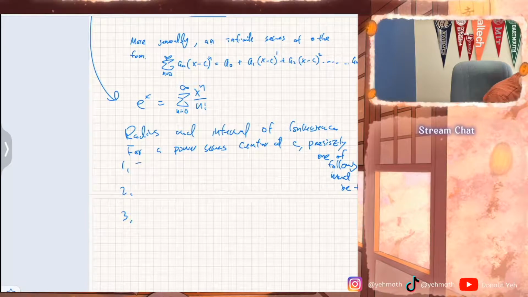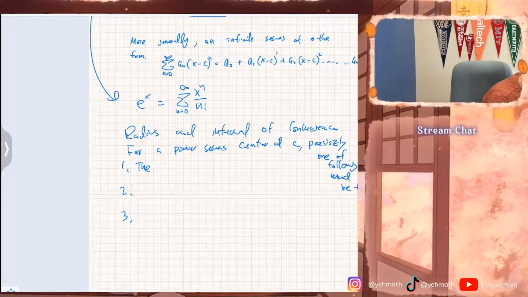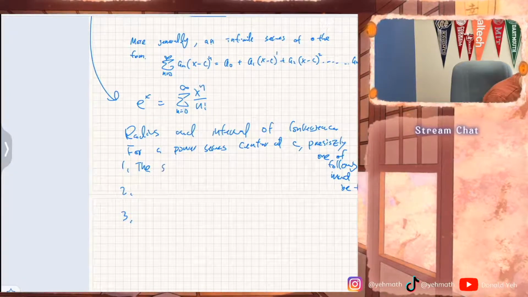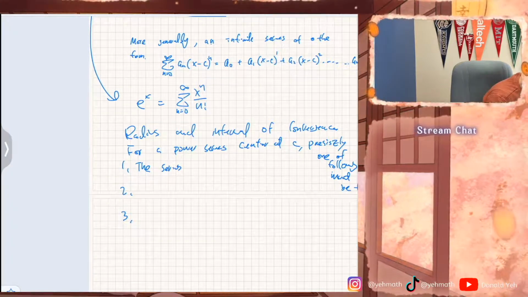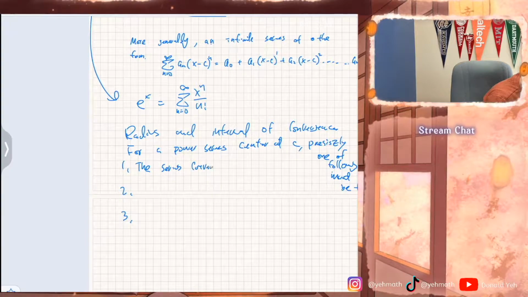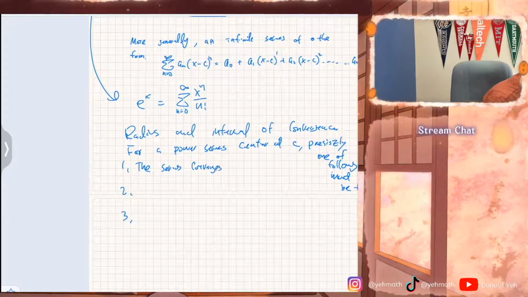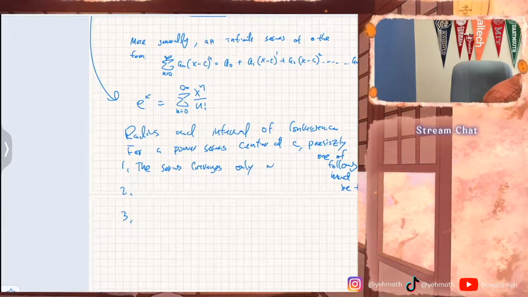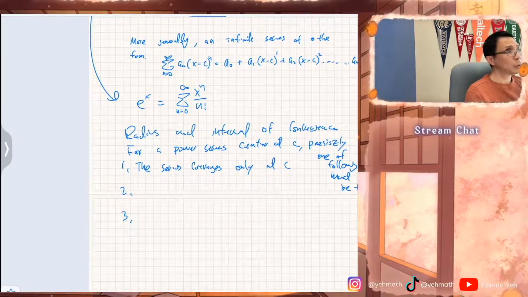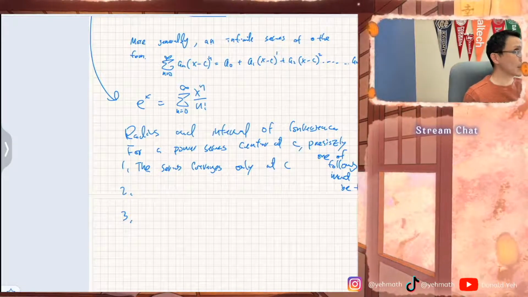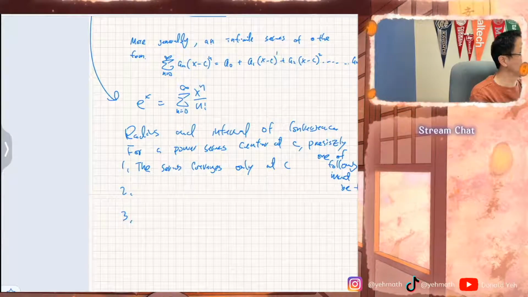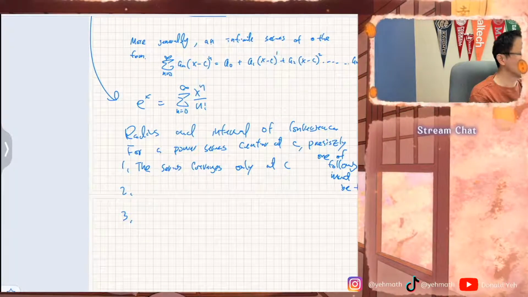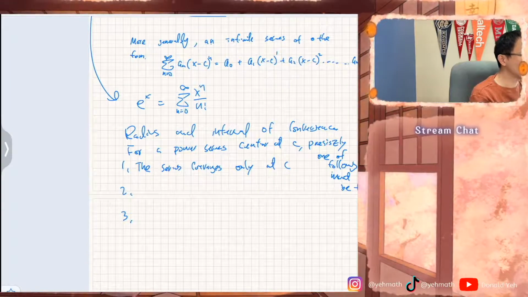The first situation is kind of boring. The series converges only at c. Now, what do you think this radius is if it's only converging at one point? Zero. Who said zero? Good job.